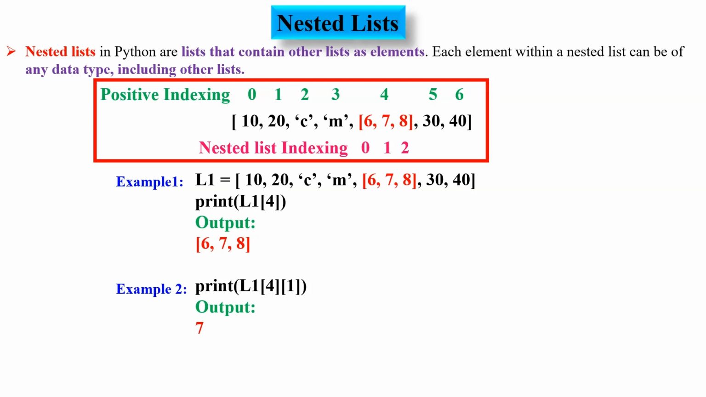Example 2. print(L1[4][1]) accesses the element at index 1 within the nested list at index 4. Look at the above picture. I have marked the nested list indexing with pink color. It starts from index 0. So index 0 holds the value 6, index 1 holds the value 7 and index 2 holds the value 8. The nested list [6, 7, 8] is at index 4, and the element at index 1 within that nested list is 7. Therefore, the output would be 7.